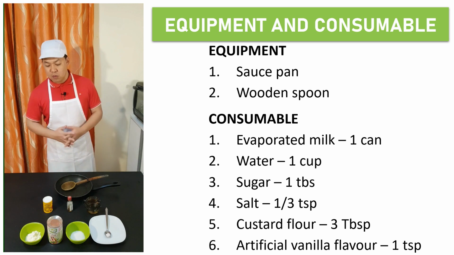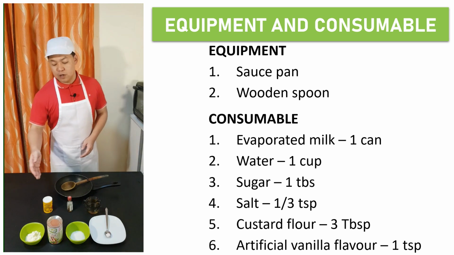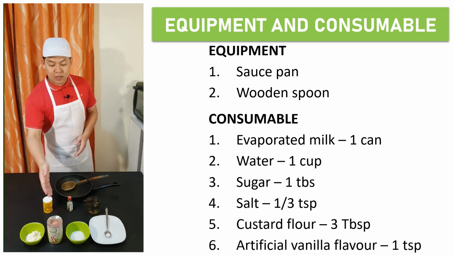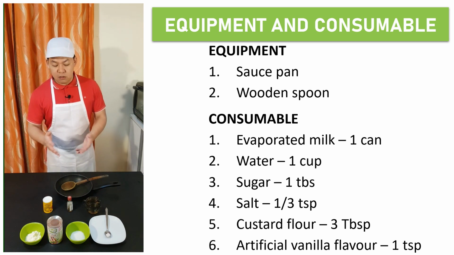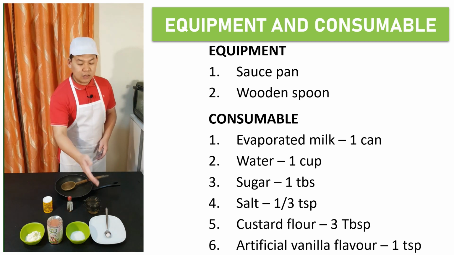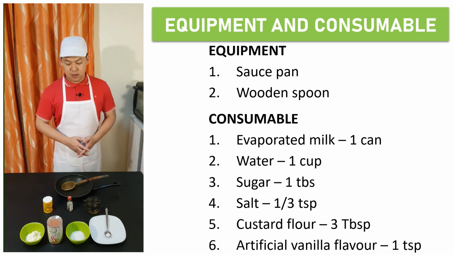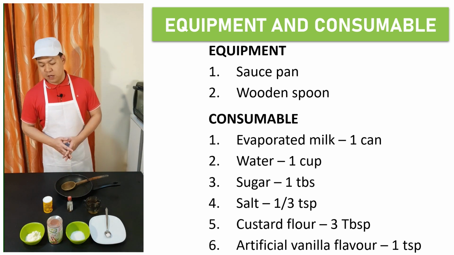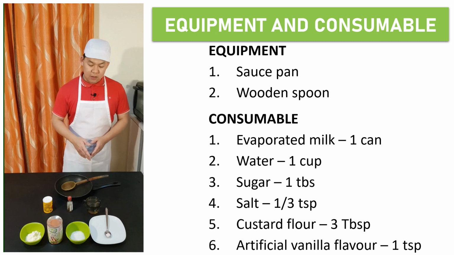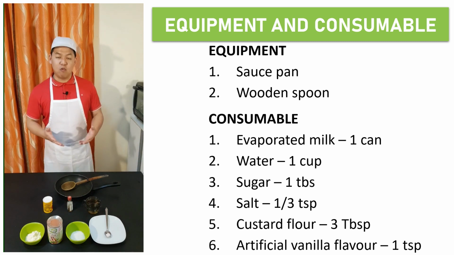Alright, and then for consumable, we're going to use 3 tablespoons of the custard powder, 1 can of evaporated milk, 1 tablespoon of white sugar, 1/3 teaspoon of salt, 1 teaspoon of baking powder, 1 teaspoon of vanilla extracts, and then 1 cup of plain water.